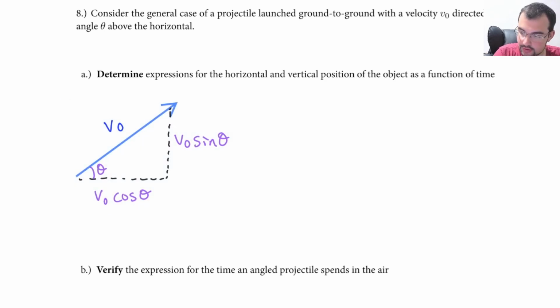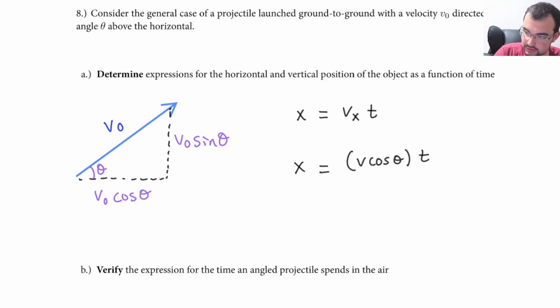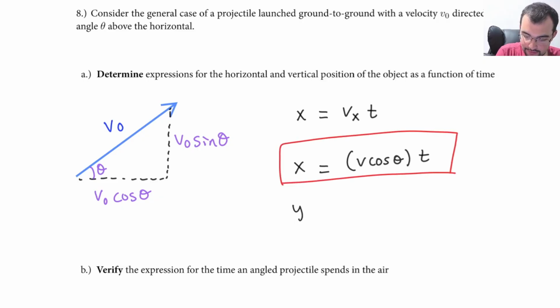Go over here. We know that x follows vx times t. So we'd have v cosine theta times t would be our x as a function of time. And then we know that y follows the typical free fall model. And this is not numeric, so we're not going to plug in 10 for g here. It is g.